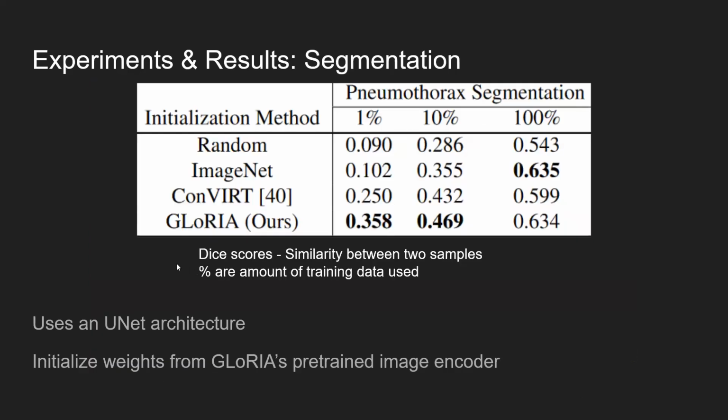Then for segmentation, we can see the DICE score here, which is the similarity between these two samples, and these percents are the amount of training data used. It used a UNet architecture and was initialized with weights from GLoRIA's pre-trained image encoder. We can see that the ImageNet initialized weights actually performed the best when the entire training data set was used, but GLoRIA performed the best in both of the low labeled or the small data sets.